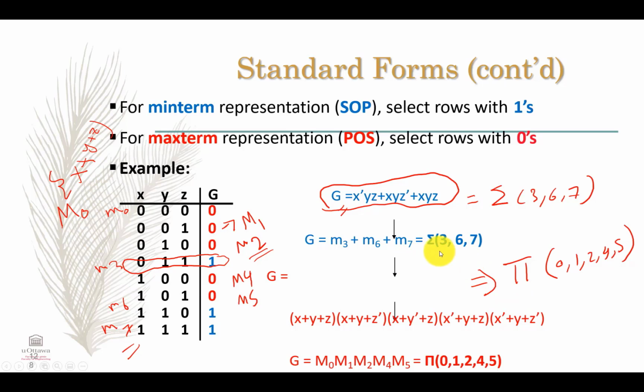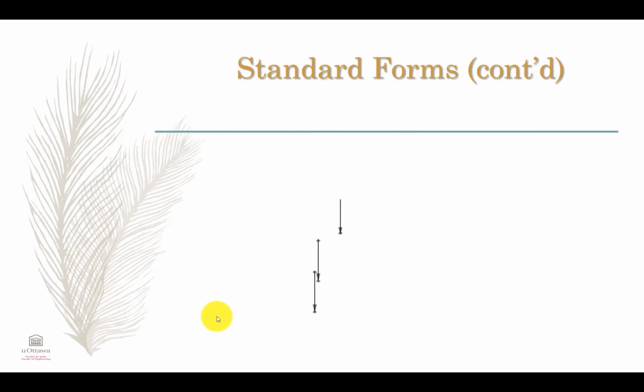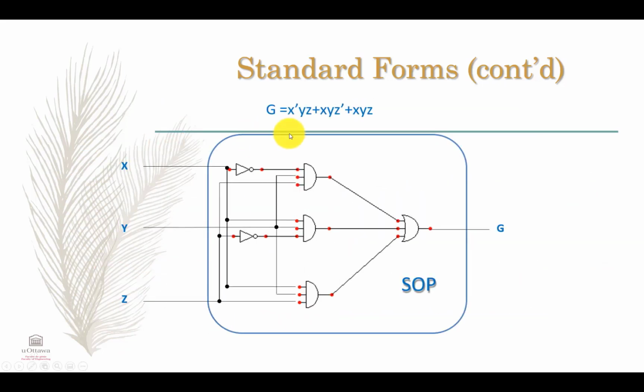At the minterm we were looking at 3, 6, and 7, and at the max term we are looking at what is missing here: we're missing 0, 1, 2, and then 4 and 5. So after that, since I was capable of writing my function using the AND, OR, as well as the negation, I can implement it here.